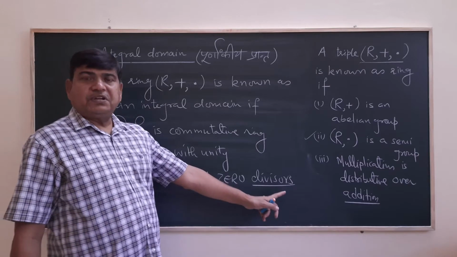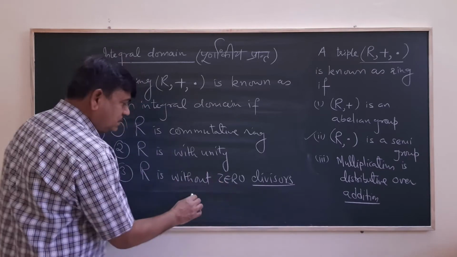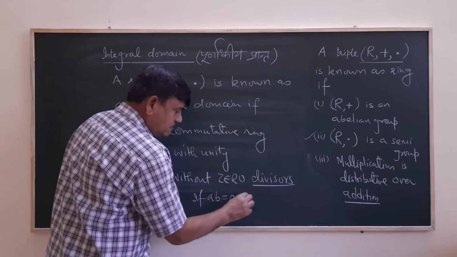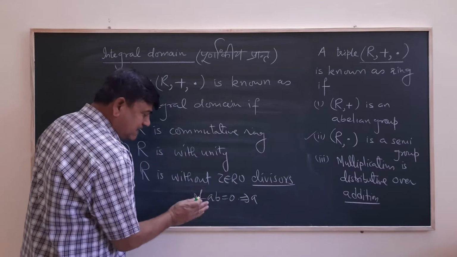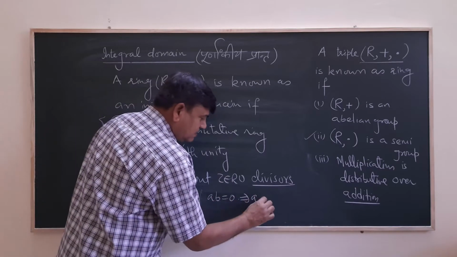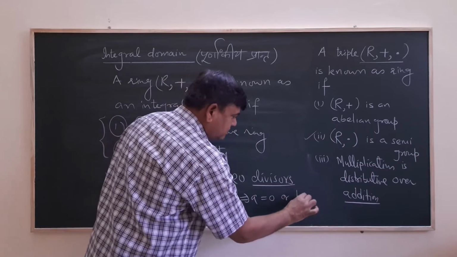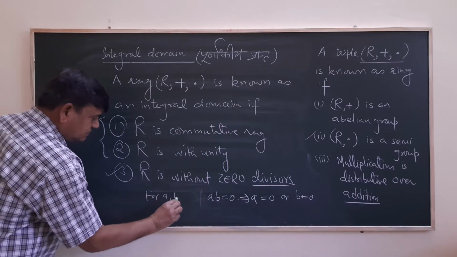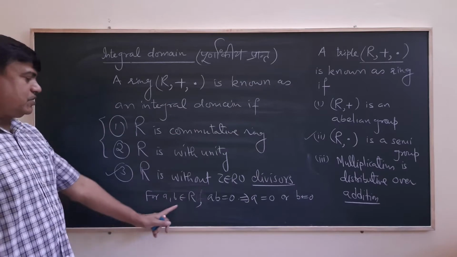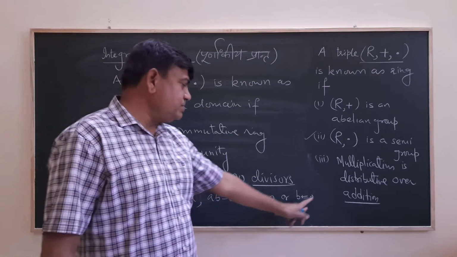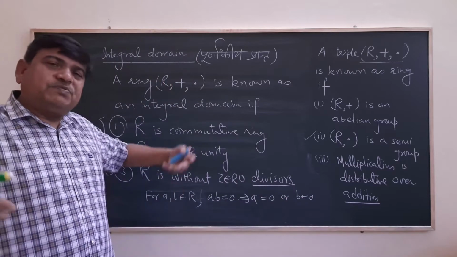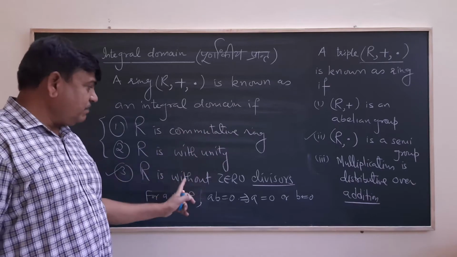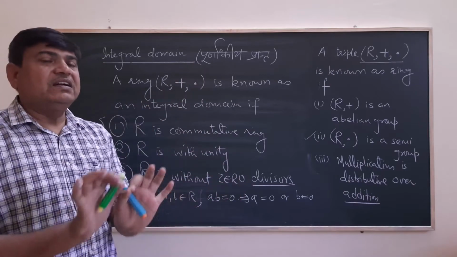R is without zero divisors, means if AB equals to 0 implies A equals to 0 or B equals to 0. For A, B belongs to R, AB equals to 0 implies either A equals to 0 or B equals to 0, which we have been doing since childhood. So a commutative ring with unity and without zero divisors is known as an integral domain.